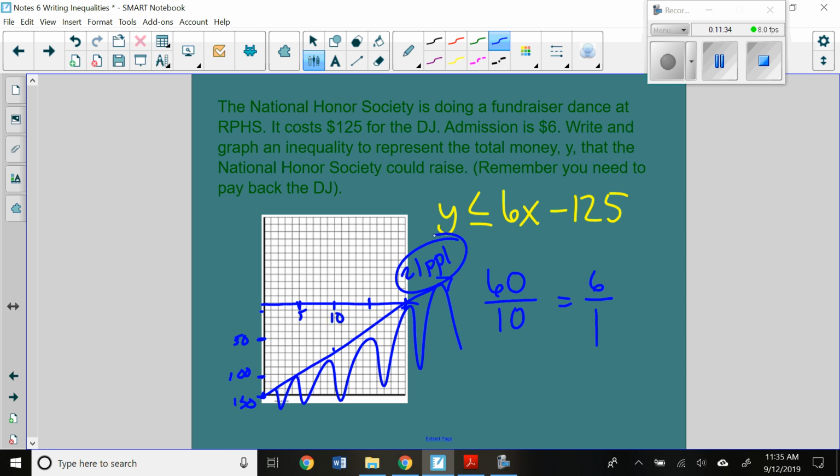All right, you have a worksheet to complete for tomorrow. If you have questions, I'll answer those at the beginning of the hour, and then tomorrow we'll do some review, and then we'll take a quiz just purely on writing and graphing inequalities.